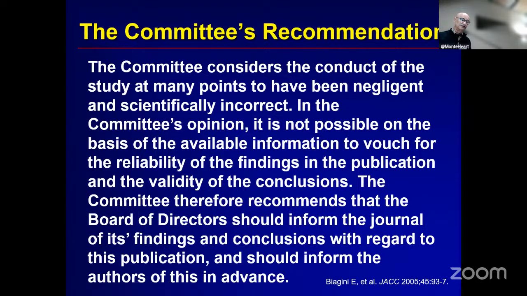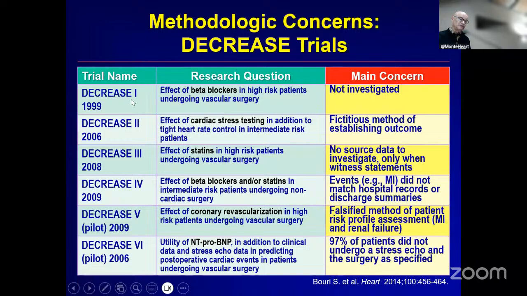And they looked at the various studies. This first one, which was published in New England, didn't get investigated. It was too old. This one, looking at stress testing, said there was a fictitious method of establishing the outcome. This one, no source data to investigate, only witnesses. This one said, well, the events didn't actually match what was in the hospital record. This one showed a falsified method of risk profile assessment. And this one showed that 97% actually didn't have the stress echo at all.